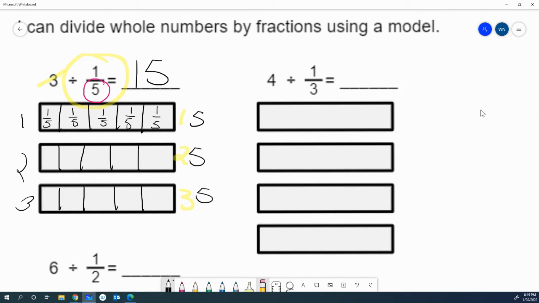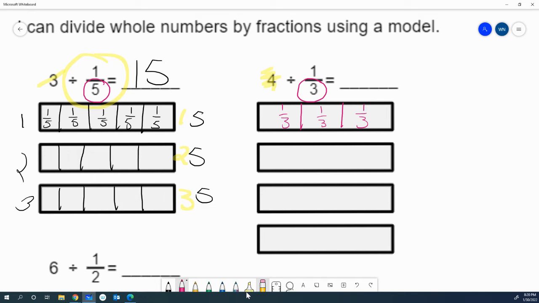4 divided by 1/3. Just like last time, I've gone ahead and drawn out your 4 rectangles for you. And these don't always have to be rectangles. You could use circles. You could use squares. I use rectangles here because I think it's easier to divide up rectangles than it is circles sometimes. So let's go ahead and divide up our rectangles. We're going to divide them into 3 pieces each, which means we're going to use 2 lines on each one. 1, 2. That's 1/3, 1/3, and 1/3.